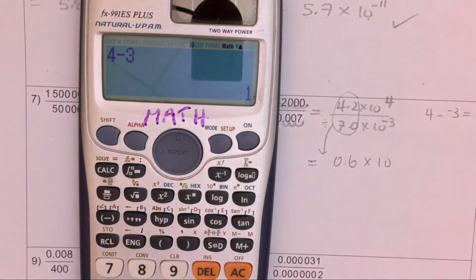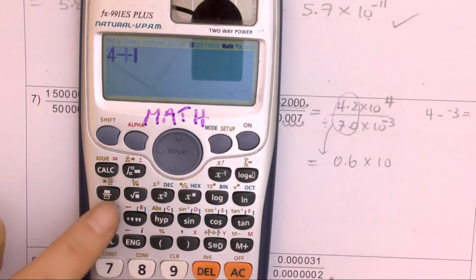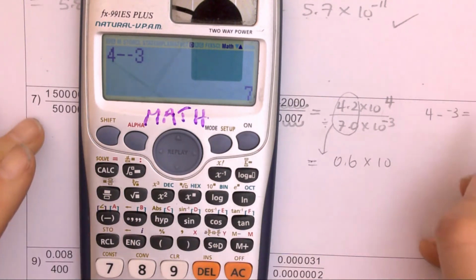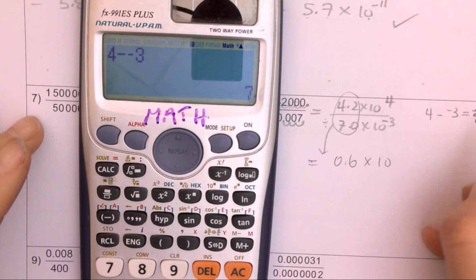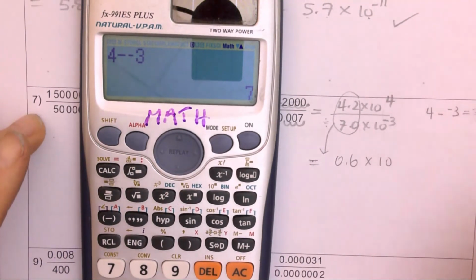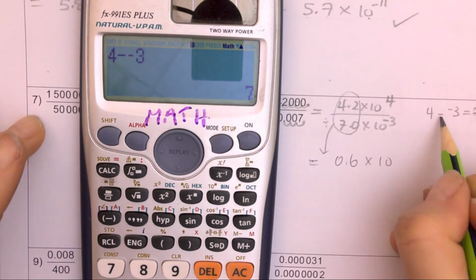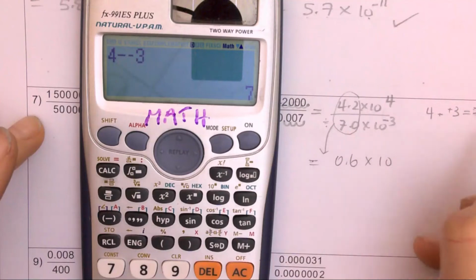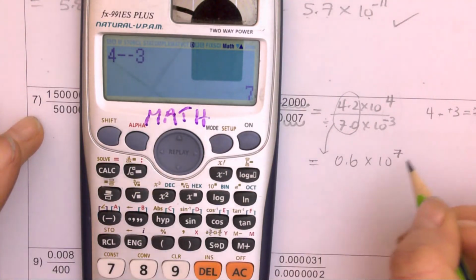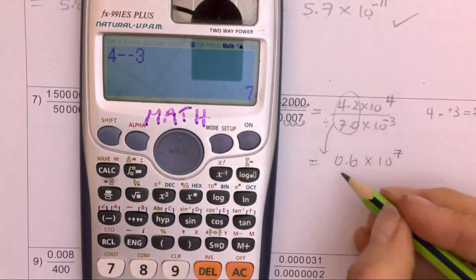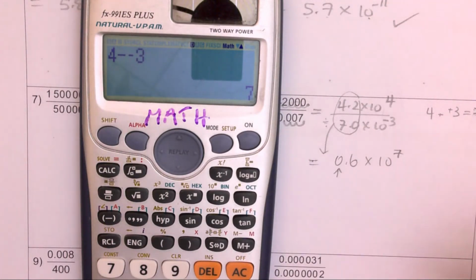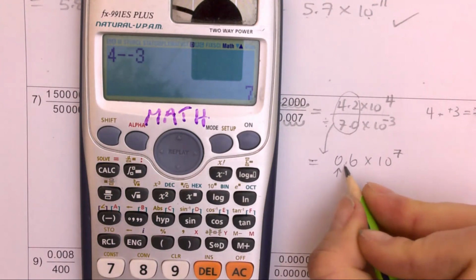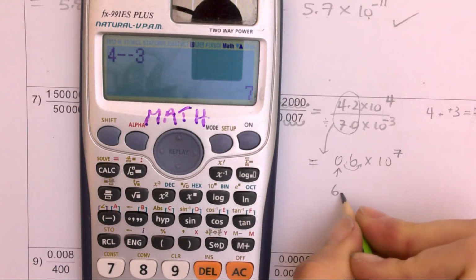Okay, so I put it in wrong. 4 subtract negative 3. That's 7. Because that changes to add the opposite. So 4 plus 3 is 7. But we're not allowed to have a 0 in front of the decimal. So I'm going to have to move the decimal over 1. So it's 6.0.